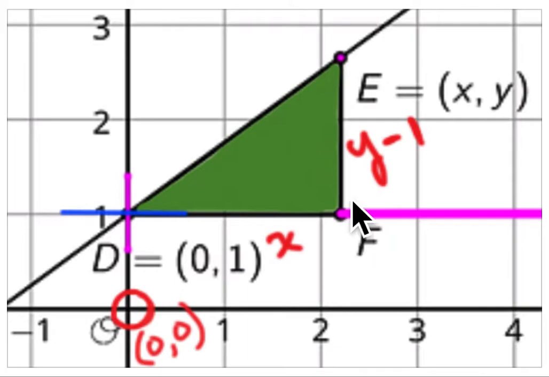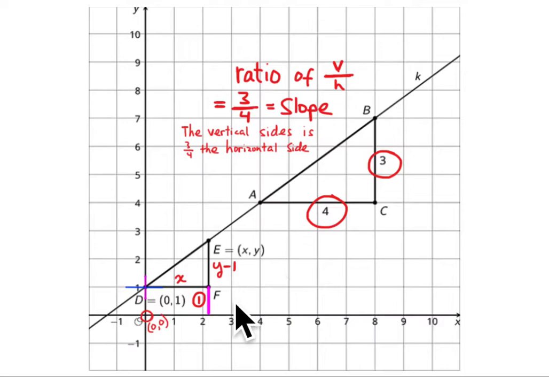So the ratio is going to be y minus 1 to x. So that's the ratio of the vertical length to the horizontal length, and we know what that is as far as its value using numbers. It's 3/4 from this slope triangle. And this is similar to this, so they have the same relationship. So the vertical side is 3/4 of the horizontal side. Down here, this vertical side is 3/4 of this horizontal side. They have to have that same relationship.